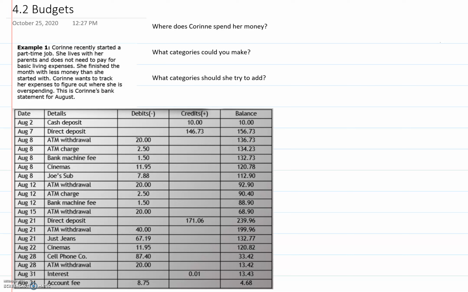situation here. She's spending money on a few different things, but we can see cinema, Joe's Sub, which I imagine is like a Subway sandwich, Just Jeans, cinema, and cell phone. Those are the things we know about. So let's write those down. The movies. She spends on a sub, clothes, and a cell phone. Okay, those are the things we know about, but here is the concern.